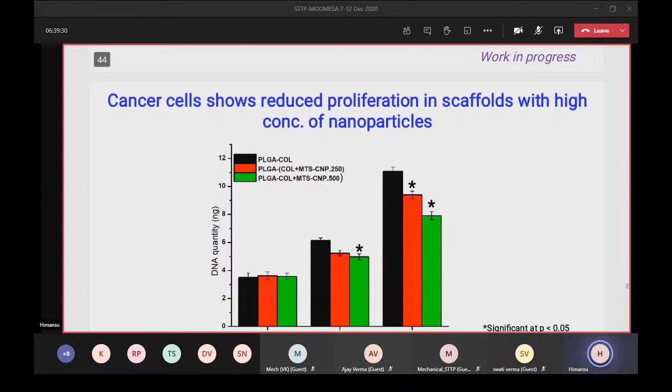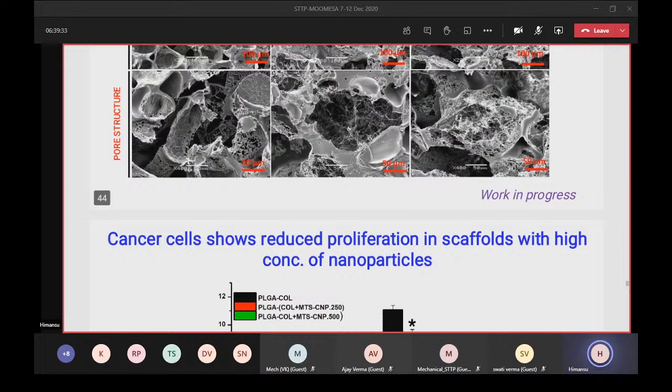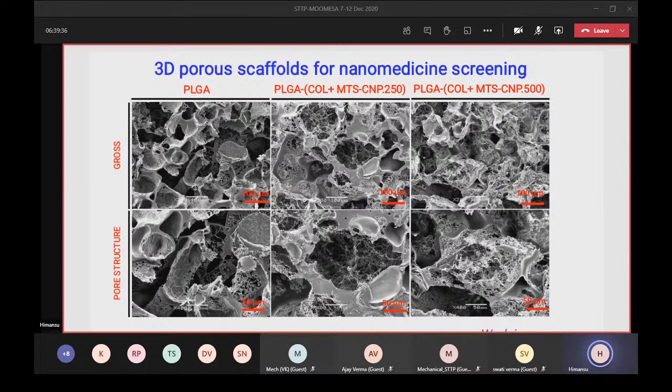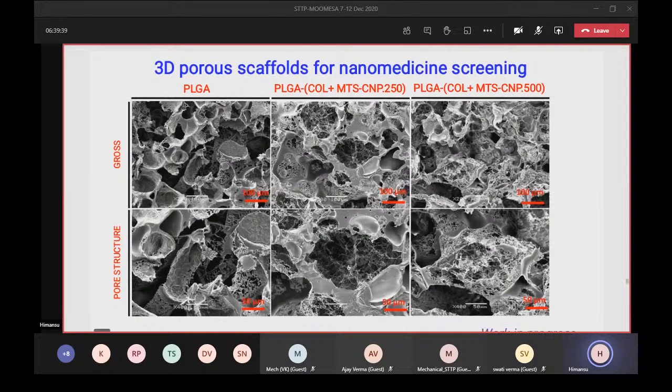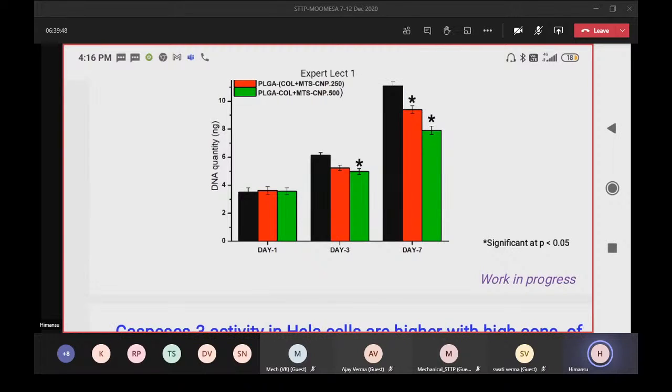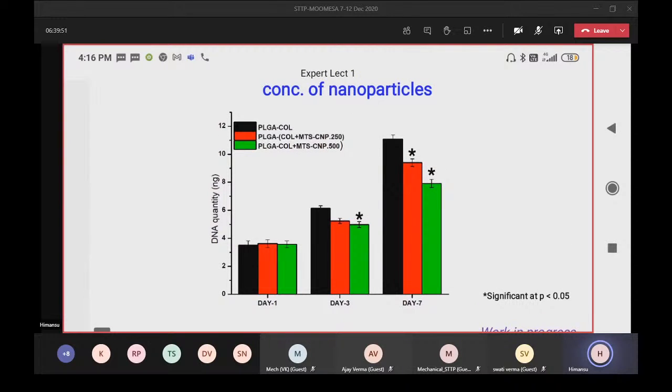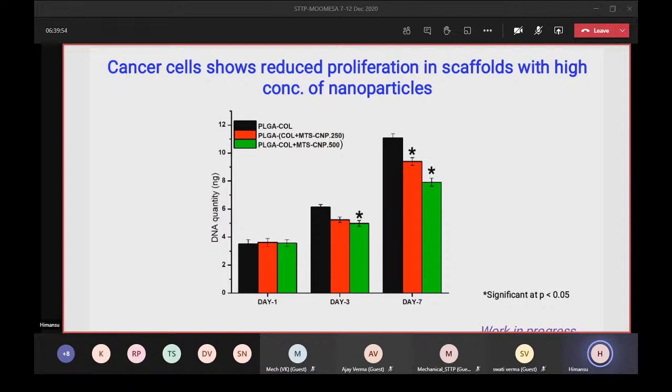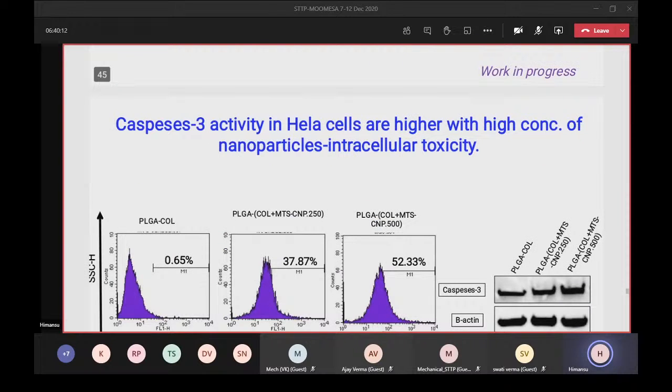The interesting phenomenon is in this nanomedicine: PLGA, collagen, MTS, CNP, 500, on the extreme right side. You see what is happening on the right side: in each case with time, like day 1, day 3 and day 7, the cell numbers are drastically decreasing. What does this mean? We thought these nanoparticles are really taken up by the cells, and the cells are dying. That means cancer cells are dying. So we could use this platform for nanomedicine screening. If you are developing any kind of nanomedicine for cancers, you can definitely screen it by this methodology.